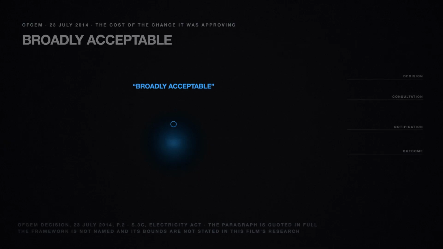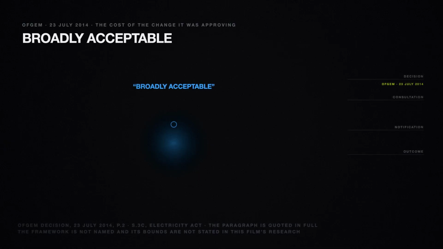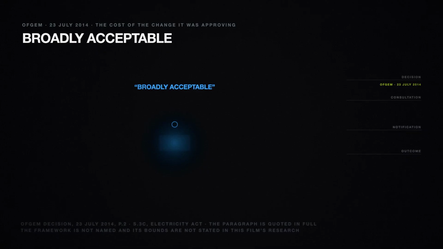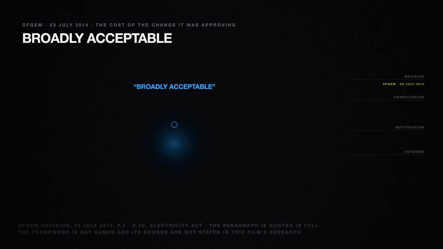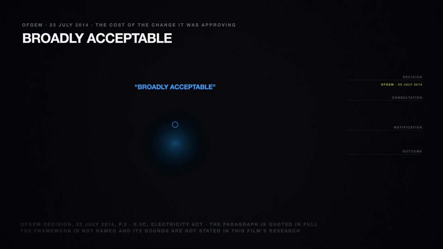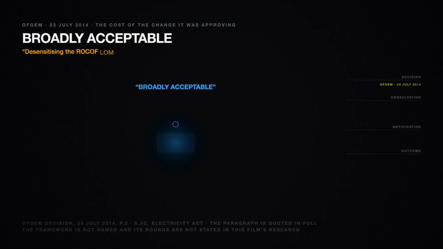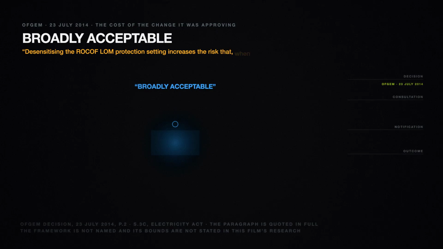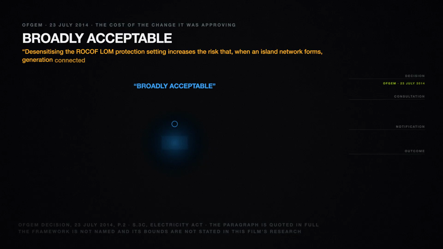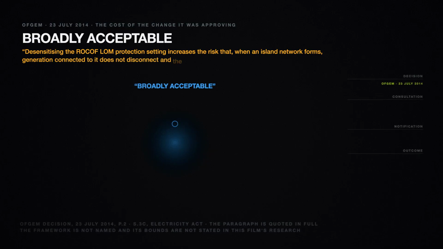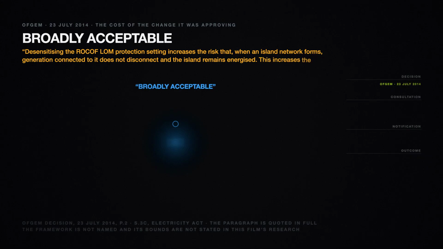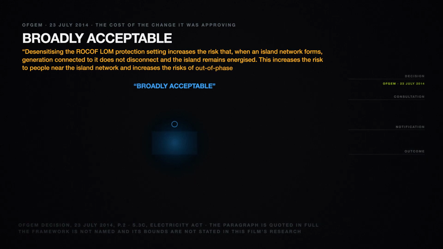On the 23rd of July, 2014, the British regulator published a decision whose second page states the cost of the change it was approving. The change was to make loss of mains protection less sensitive, so that it would stop disconnecting generation during ordinary events on the system. The paragraph in full: desensitizing the rate of change of frequency loss of mains protection setting increases the risk that, when an island network forms, generation connected to it does not disconnect and the island remains energized. This increases the risk to people near the island network and increases the risks of out-of-phase reclosure.